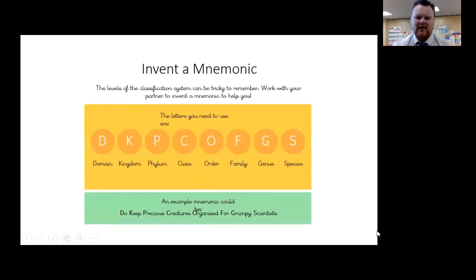Okay, here's a way to remember the order of classification. We have, as we said before, domain, kingdom, phylum, class, order, family, genus, and species. Well, you could use a mnemonic, and you could come up with your own for this. That's a fun thing to do. An example would be: do keep precious creatures organized for grumpy scientists. So the first letter of each word reminds us: D, K, P, C, O, F, G, S, and that's domain, kingdom, phylum, class, order, family, genus, species. You could come up with your own, just change some of the words as long as they've got the same letter at the start, and that will help you to remember them.